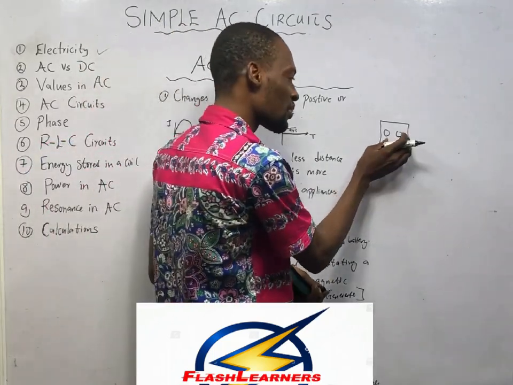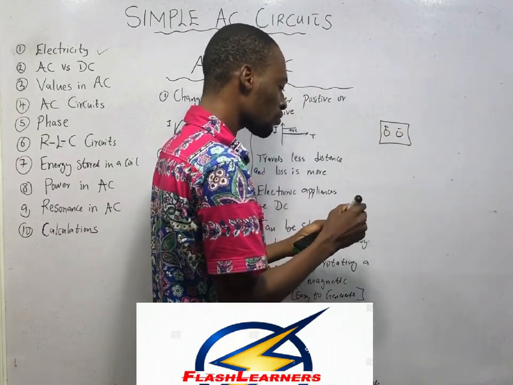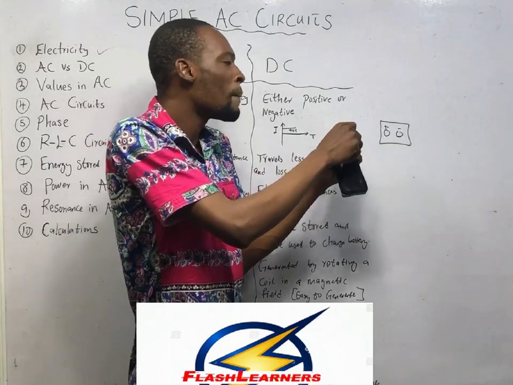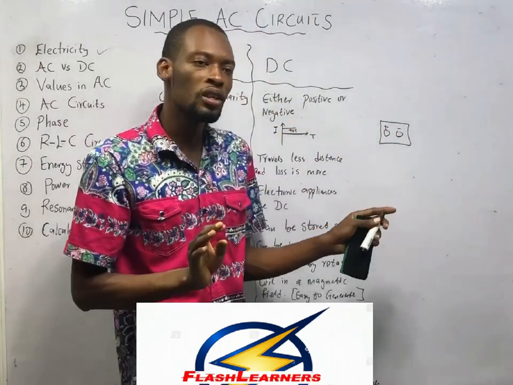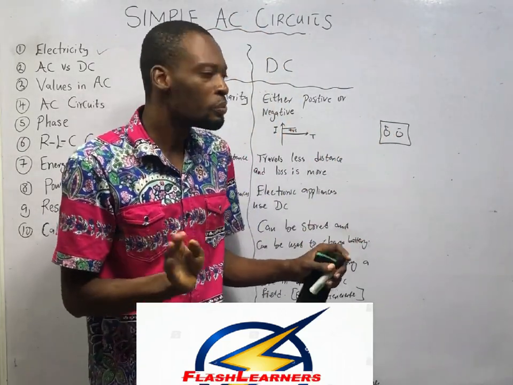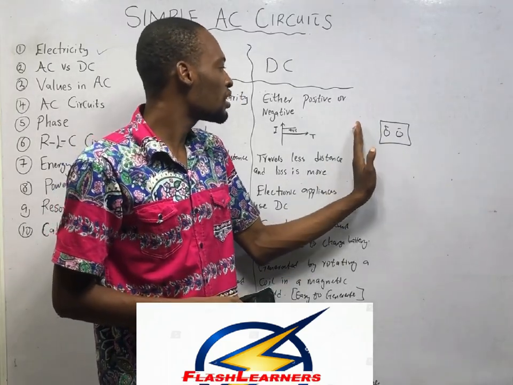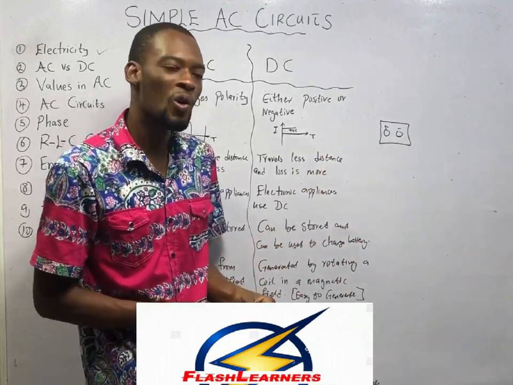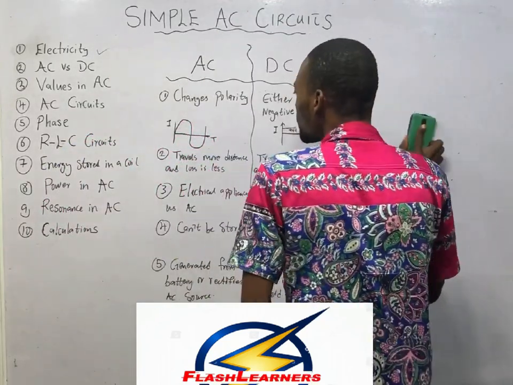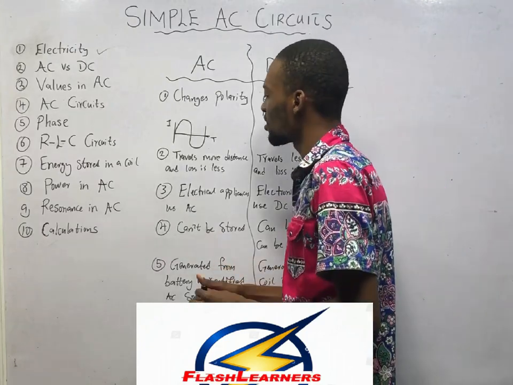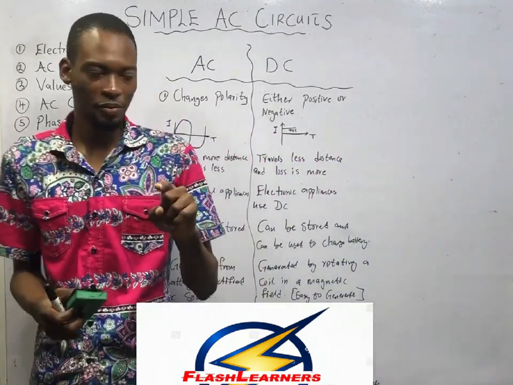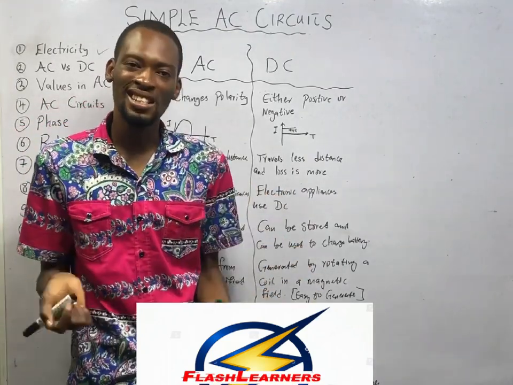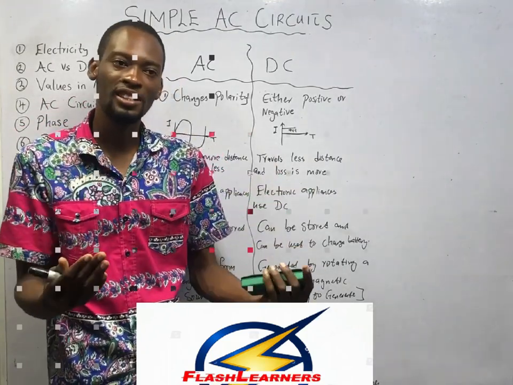So if this were to be DC, here is plus and here is minus. What you are plugging must also have plus and minus. So if you take minus to plus, it won't work. If you take plus to minus, it won't work. Meaning, the poles or the charges are constant. Charge can either be positive or negative. Secondly, alternating currents travel more distance and there is less loss, while direct currents travel less distance and there is more loss.